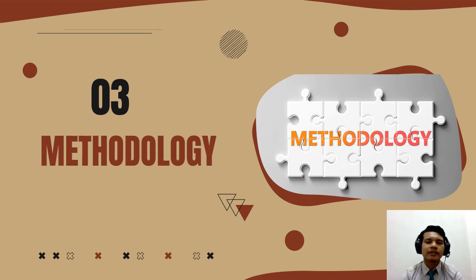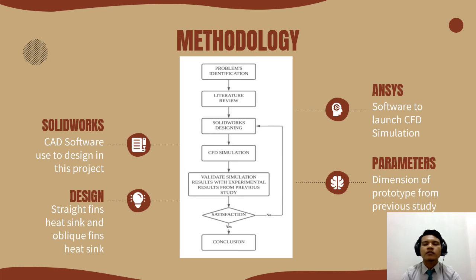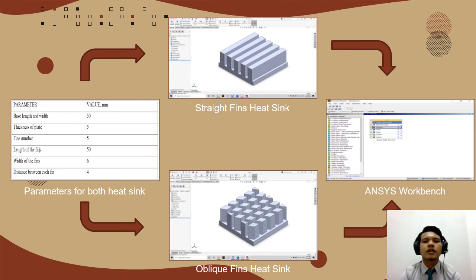Section number 3, Methodology. The process flow of this project is shown using a flowchart to give a general view of the project. It starts from problem identification, literature review, SolidWorks designing, CFD simulation, and validation of simulation results with experimental results from the previous study. If it is satisfied, it will be concluded, and if it is not satisfied, it will restart at SolidWorks designing.